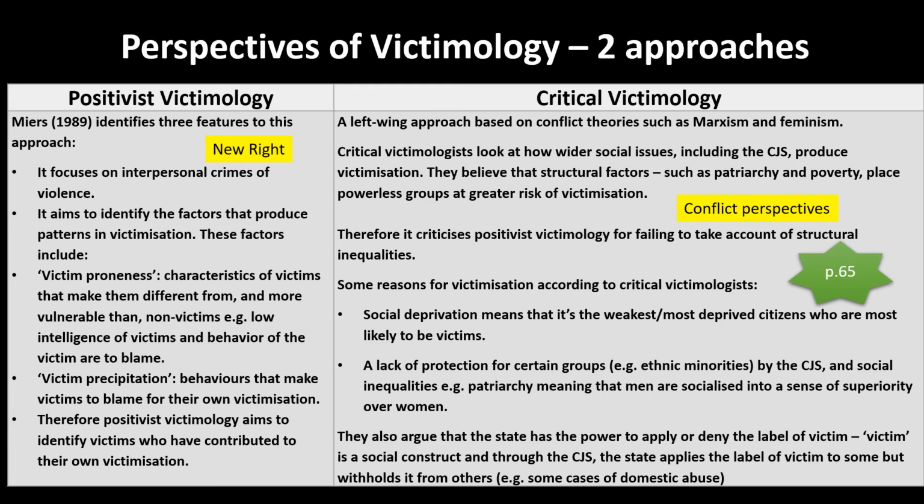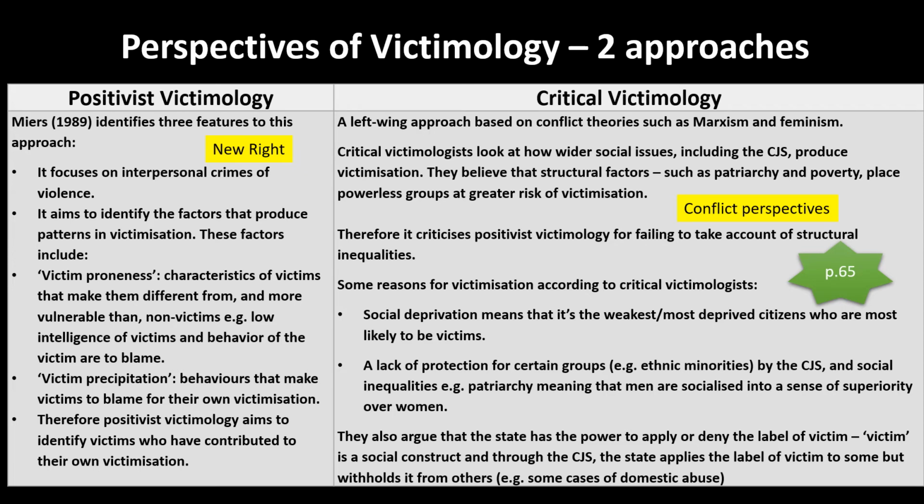So again, sometimes we talk about gender and women being treated differently within the criminal justice system. Assault victims may not be labelled as a victim, on the basis that they've led to it, or they've invited some form of crime, so they've not been innocent in the process.